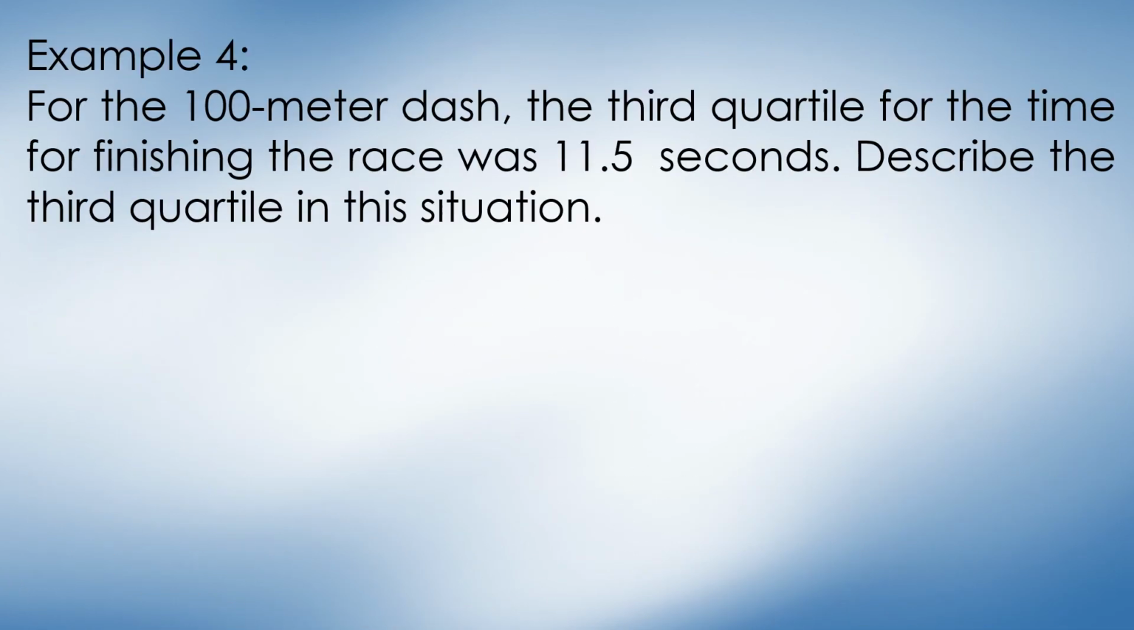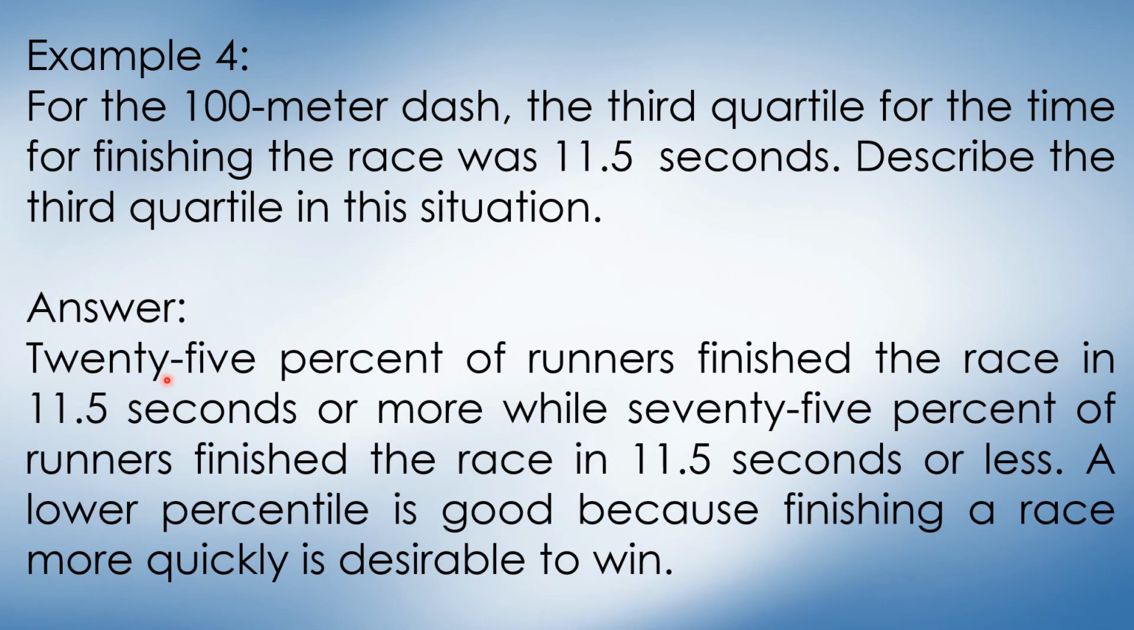Our last example: for the 100-meter dash, the third quartile for the time for finishing the race was 11.5 seconds. Describe the third quartile in this situation. So the answer: 25% of runners finished the race in 11.5 seconds or more, while 75% of the runners finished the race in 11.5 seconds or less. A lower percentile is good because finishing a race more quickly is desirable to win.